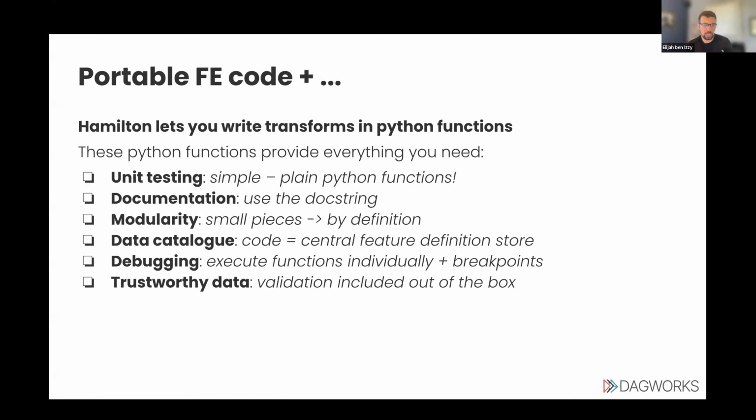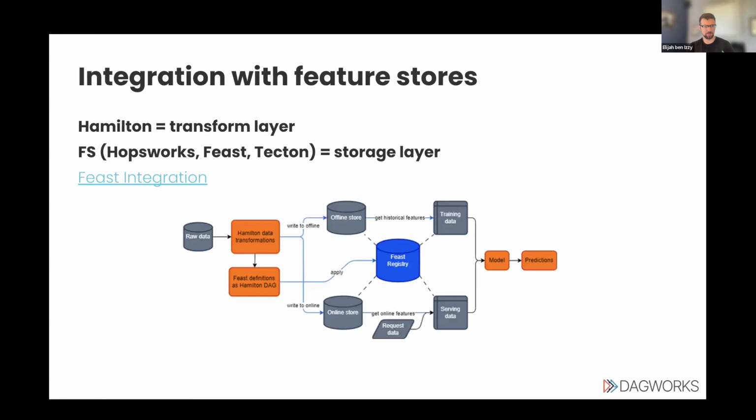Your code naturally forms a central feature definition store. So it's not a data catalog per se, but it's a very valuable thing to know exactly where your data is coming from, and you can visualize the DAG as well. Debugging: you can execute functions individually and set breakpoints, even pass in mock data fairly easily. And to make sure your data is trustworthy, we have validation included out of the box. We have all sorts of cool validators, including a Pandera integration that's built into Hamilton.